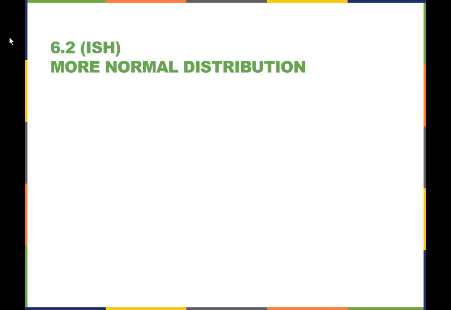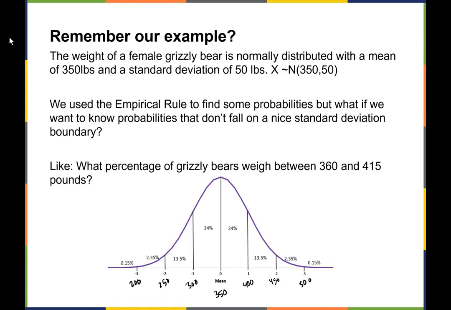Welcome back for some more normal distribution. This is basically covering section 6.2, but it kind of did 6.1 and 6.2 at the same time, just not quite in the same order as the book.